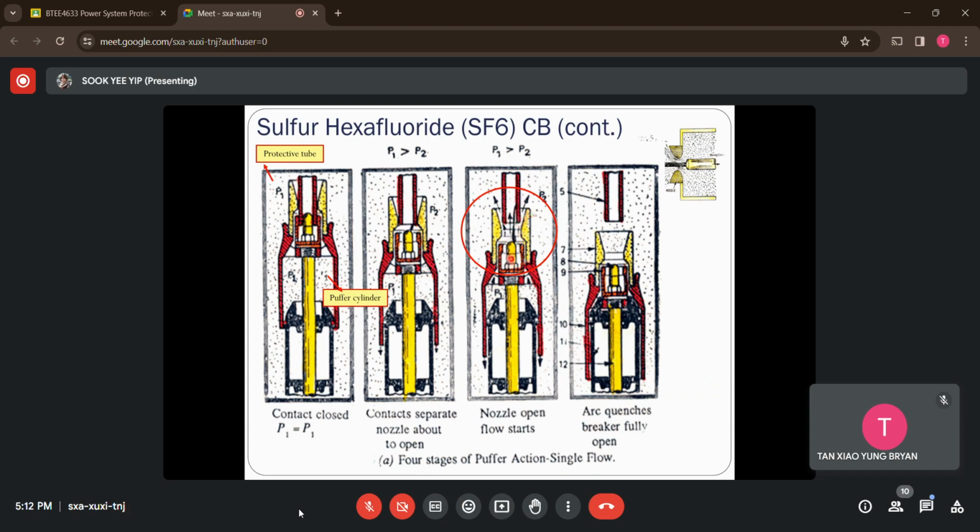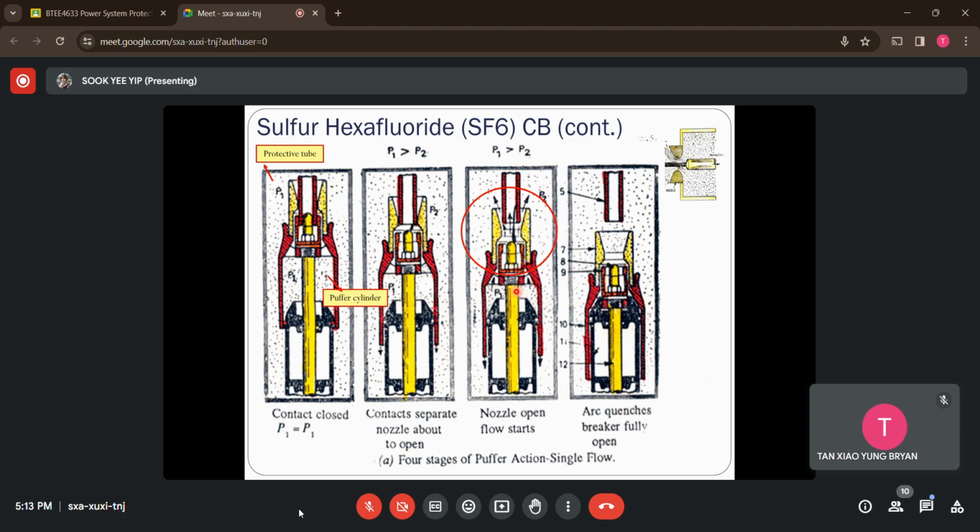You can tell that before the contacts are fully open, the arc is already eliminated. At stage 4, this is the final position of the movable contact, and you can tell the arc is eliminated. That's how it works for this FSX gas. It is well enclosed inside, with no discharge of SF6 gas to the atmosphere. The movement of the gas flow is via the pressure difference between the protective tube and the inside of the puffer cylinder.